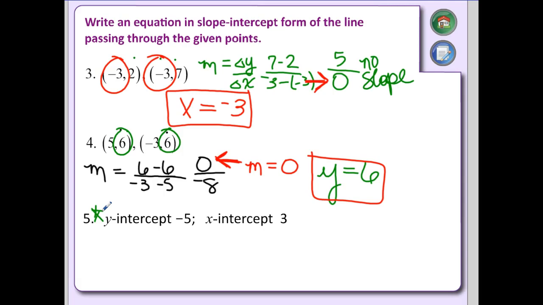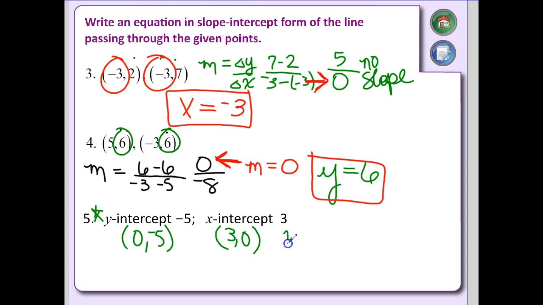If you know the x and y intercepts, you know the ordered pairs that go with that. If my y-intercept is -5, then the point that goes here is (0, -5). And if you know my x-intercept is 3, then that means that ordered pair is (3, 0). Remember doing something like this on our quiz? So how do we find slope?